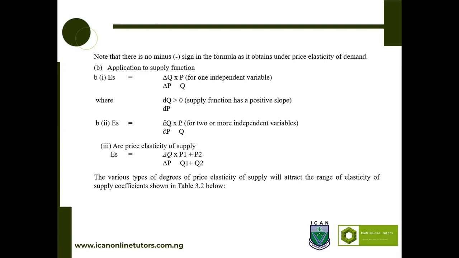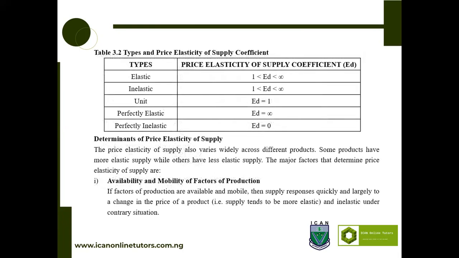So arc price method, we have change in quantity divided by change in price, multiplied by old price, P1 divided by Q1, plus P2 divided by Q2. And the types of price elasticity of supply coefficients. The types: elastic, inelastic, unitary, perfectly elastic and perfectly inelastic.